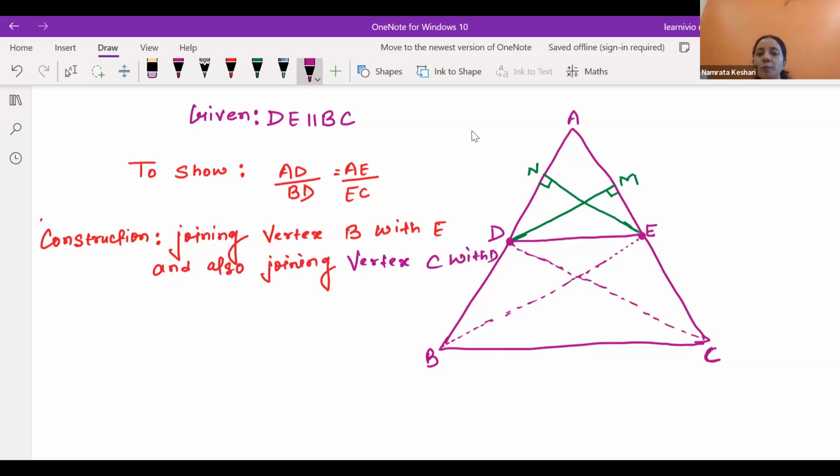Apart from this, we are drawing two altitudes from the vertex D and from the vertex E. Two perpendiculars you are dropping. So we need to write DM perpendicular we have dropped on AE, as well as another perpendicular EN on AD. Is it clear so far to everyone? The construction part as well.